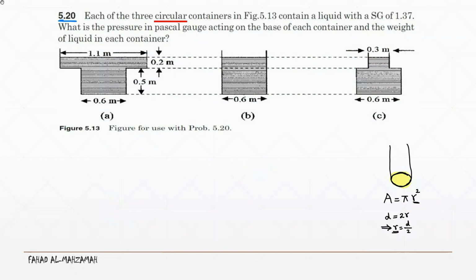So he said, what is the pressure in Pascal gauge acting on the base, يعني في أسفل أو قاعدة of each container and the weight of liquid in each container. Okay, so he asked for two things. He asked for the pressure at this point, he asked for the pressure at this point here. So write it P1 is equal what? And here P2 is equal what? Or PA, PB, let us say PA. Okay, so here we'll write A instead of 1, since the figure is A. And here instead of 2, we'll write B.